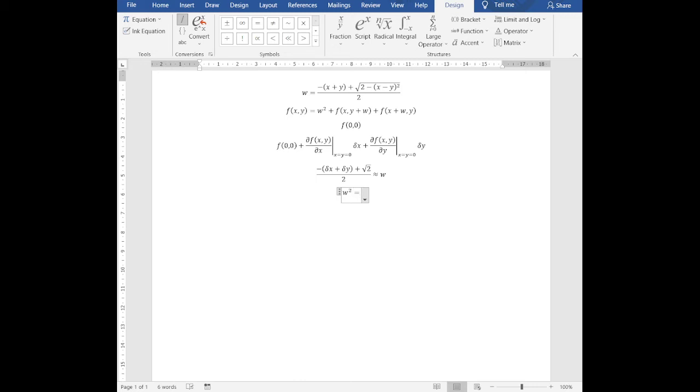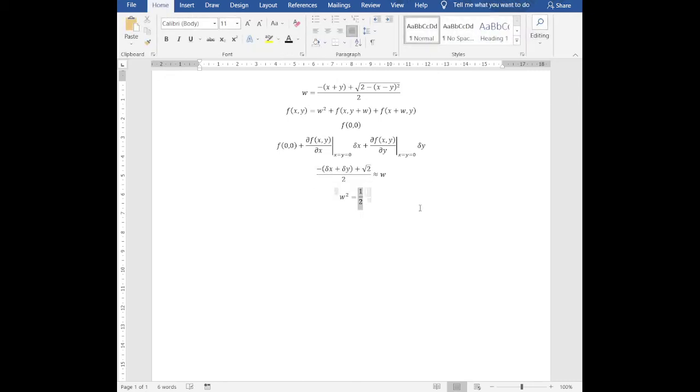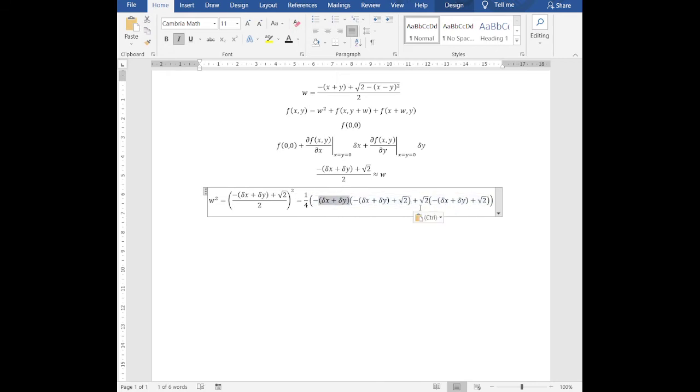W squared is going to be given by... Let's write this out fully, so make it a little bit clearer what I'm doing. This I'm going to square. I'm going to bring the quarter out front first. Substitute this in. I'm going to do the same trick as I did before, just substituting things in.